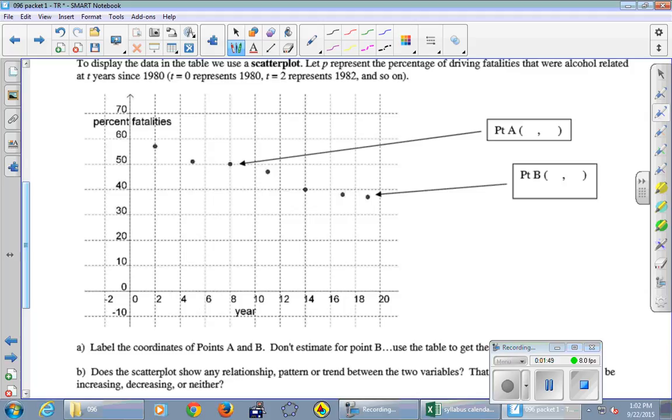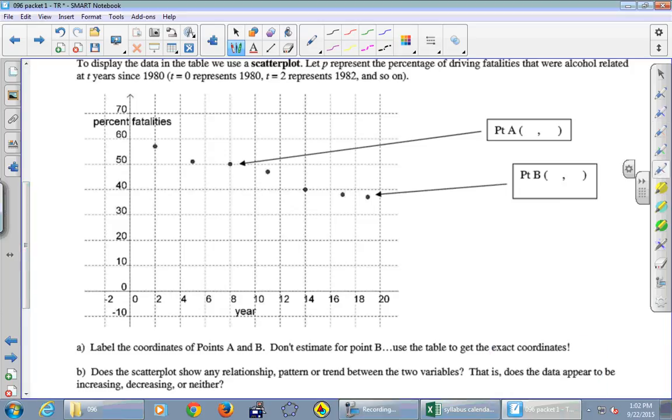Part A, label the coordinates of points A and B, and it says don't estimate for point B. It says use the table to get the exact coordinates. Okay, so point A, where's point A? Right here. All right, so point A, I guess we can just read off, right? What does that say? It's 8, 50? So that seems easy enough because it appears to be a nice point. Both coordinates are integers. But point B is kind of floating here in the middle, 19-ish, 37, 38.